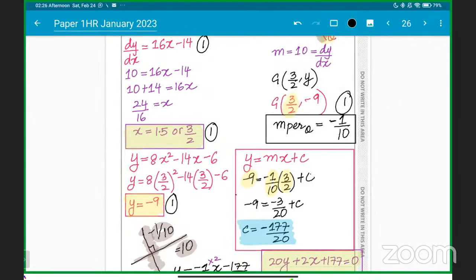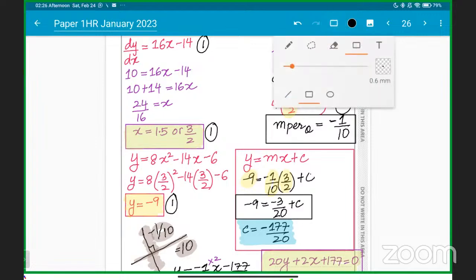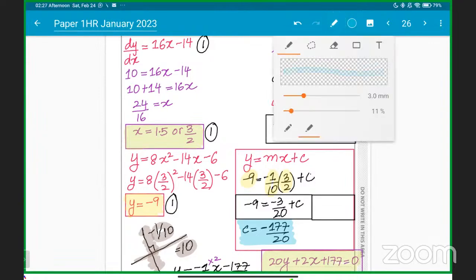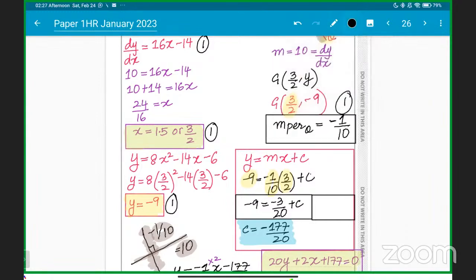After solving this thing, to get the value of c, what will you do? You will take minus 9 plus 3 over 20 now. Follow here the next step. Any other questions? Anyone please ask now, okay? Minus 9 plus 3 over 20 is equal to c. Got it? Taking 3 over 20 to the other side, okay? Clear now? Understood?